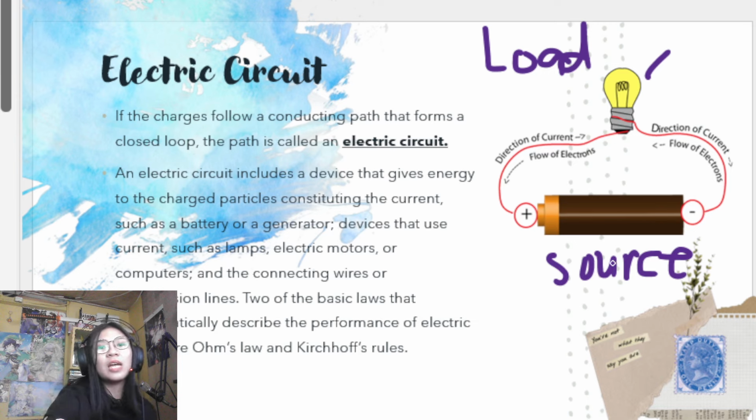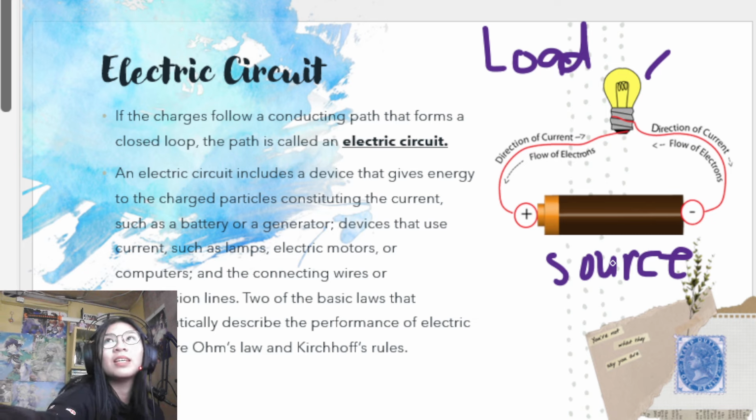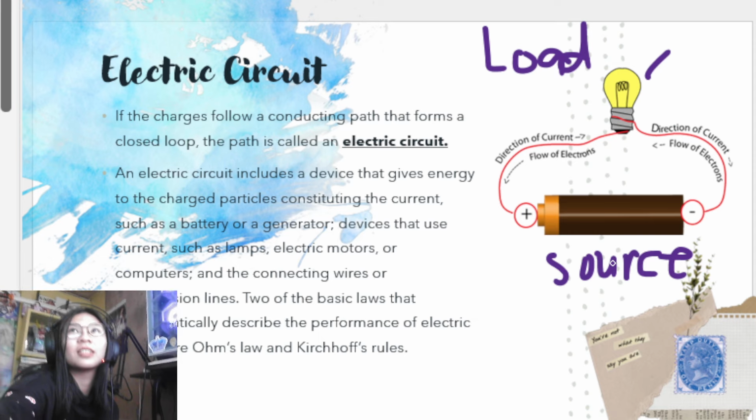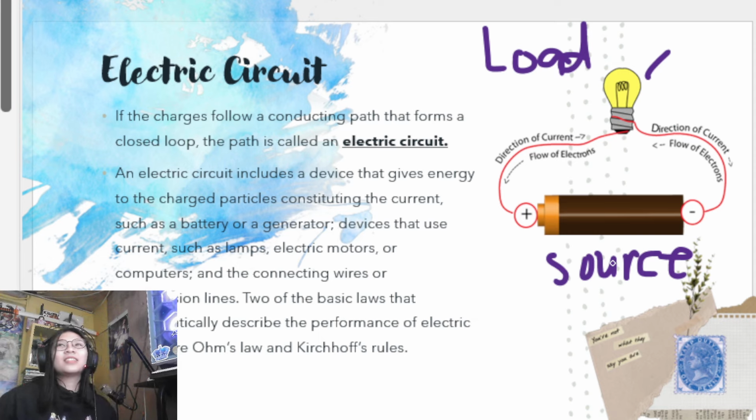There is actually more, for the complex circuits, which need different kinds of devices. Those devices can be, for example, a capacitor, which is actually a kind of load too because it takes in charge. Resistors and other components that can be found in circuits are also like a load.